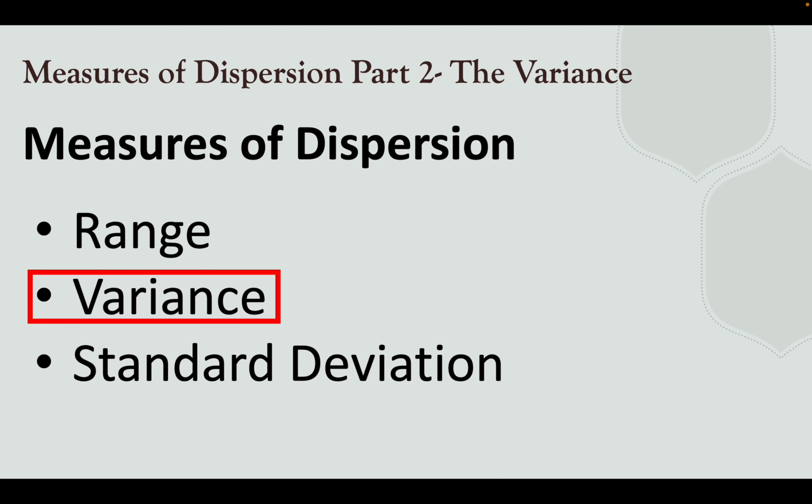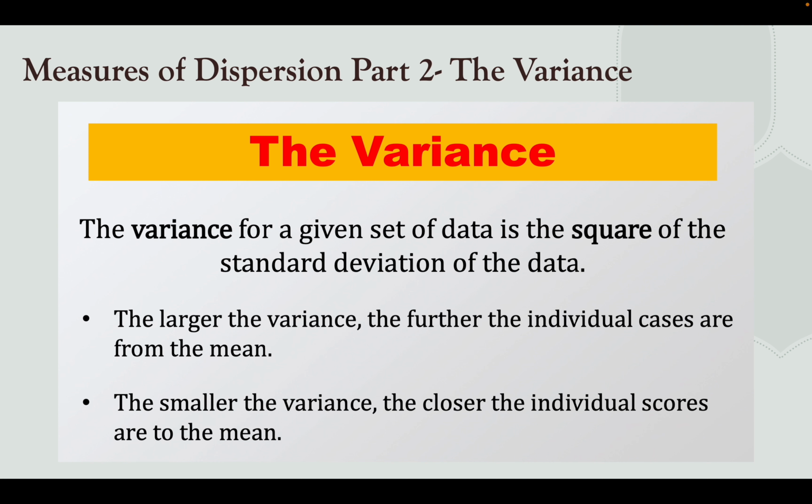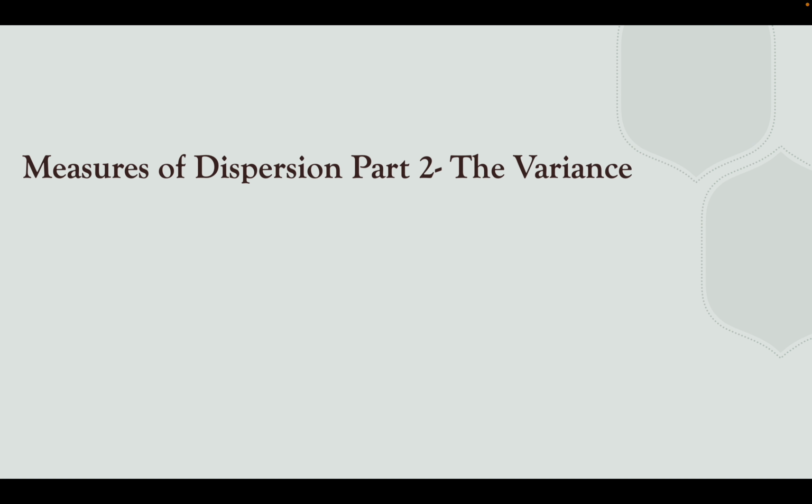The variance for a given set of data is the square of the standard deviation of the data. So when you have now the standard deviation, you just need to square the standard deviation and you will get the variance. So the larger the variance is, the further the individual cases are from the mean. The smaller the variance is, the closer the individual scores are to the mean.